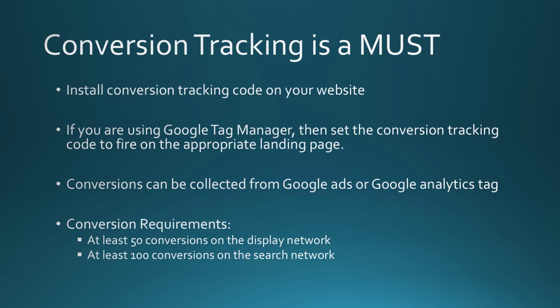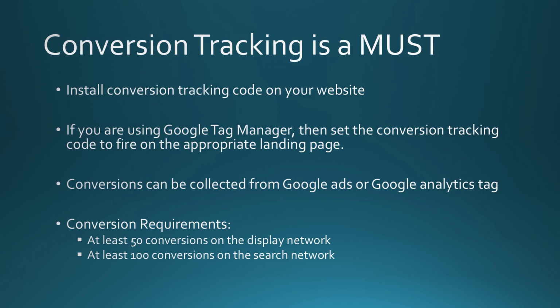But basically you need to install conversion tracking. If you're using Google Tag Manager, then set the conversion tracking code to fire on the appropriate landing page. And once you have completed this process, Google Ads will be able to collect those conversions either from Google Analytics tag or Google Ads. And once you have at least 50 conversions from the display network or 100 conversions from the search network, Google Smart Display campaign will be in a really good position to acquire new customers apart from re-engaging your existing customers.